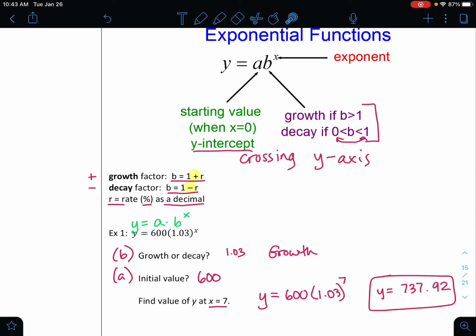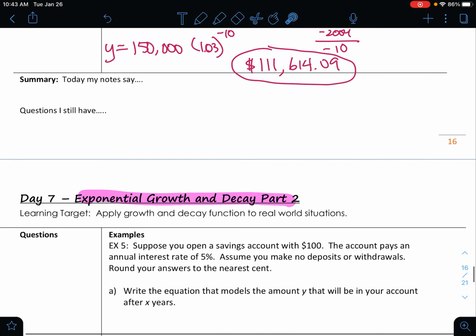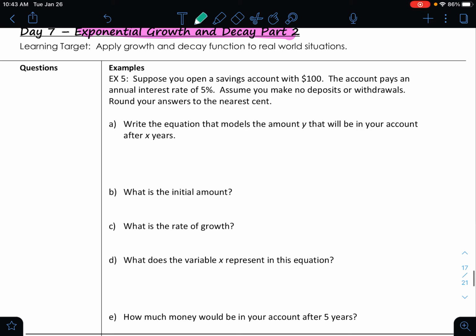So the a value is this starting value or the beginning value, or in some of our examples it's like how much something's worth to begin with, and then it grows or decays. The growth and decay value is the number that gets plugged in here, and that number is calculated down here. So we have a rate, and we have to determine is it increasing or decreasing, and deciding are we adding one or taking one minus that rate. Okay, so let's get to part 2.